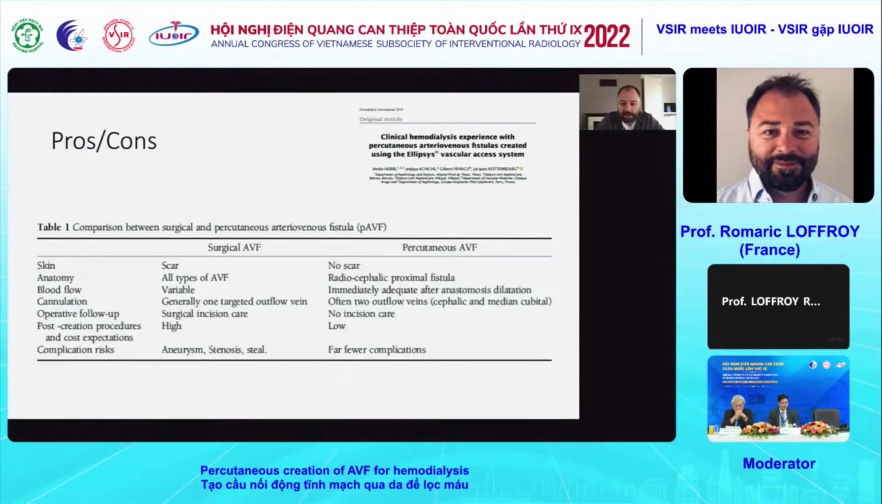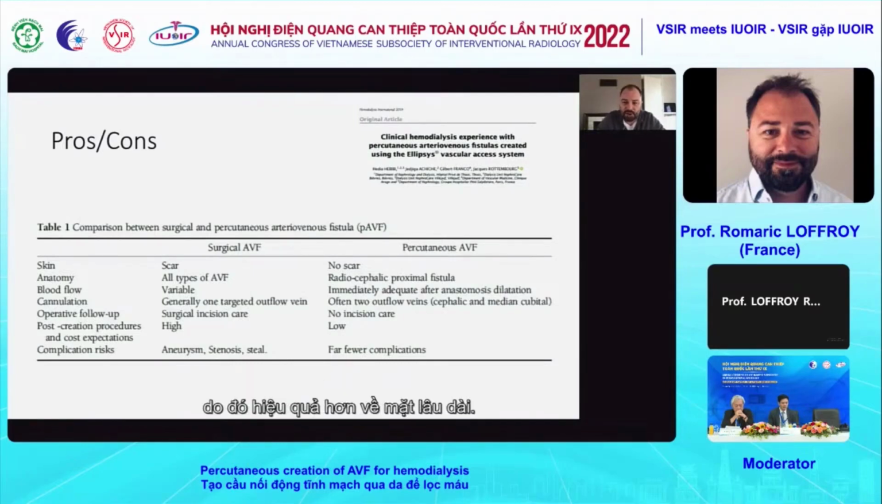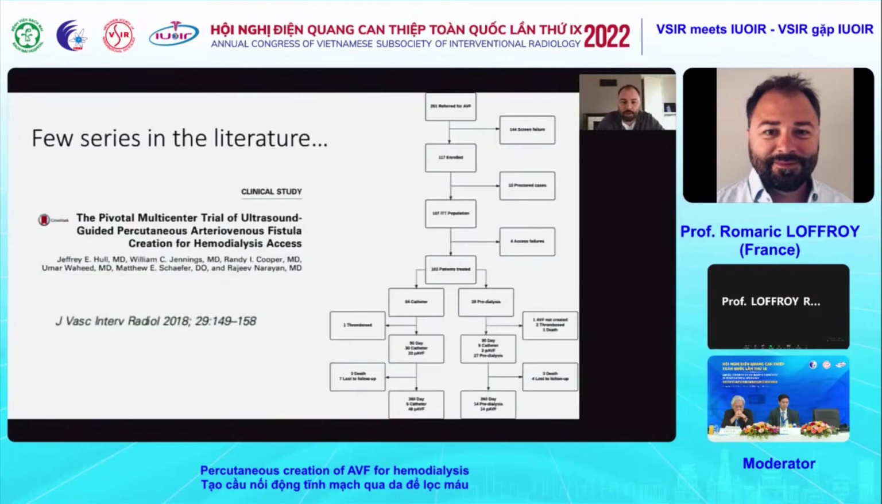So, of course, there are some papers now in the literature about this technique as compared to surgery. We have no scar. This is still a radiocephalic fistula, not a humerobasilic fistula, which is supposed to be better in terms of long-term patency, with immediate adequate blood flow after anastomosis dilation. No incision scar again. This is a low flow and low pressure fistula, which is very interesting to avoid long-term complications of normal fistula, with potentially a lower rate of complications.